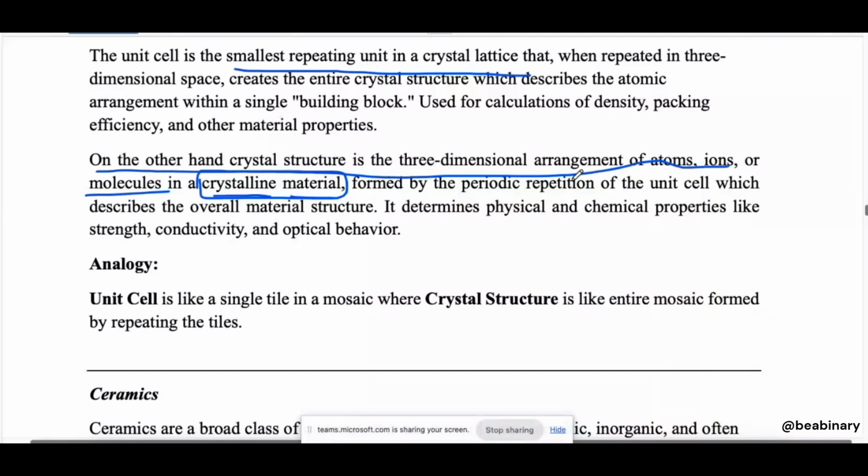So the crystalline materials are formed by a periodic repetition of a unit cell. Look here. The unit cell is a very basic thing which defines how the atoms, ions, or molecules are present. But the repetition of that unit cell, in what fashion it has repeated itself to make the bulk material, is known as the crystal structure. So this is the basic difference. It describes the overall material structure, because the main dependency of a structure is on the unit cell, but how the unit cell has been repeated to make a bulk material is known as your crystal structure.